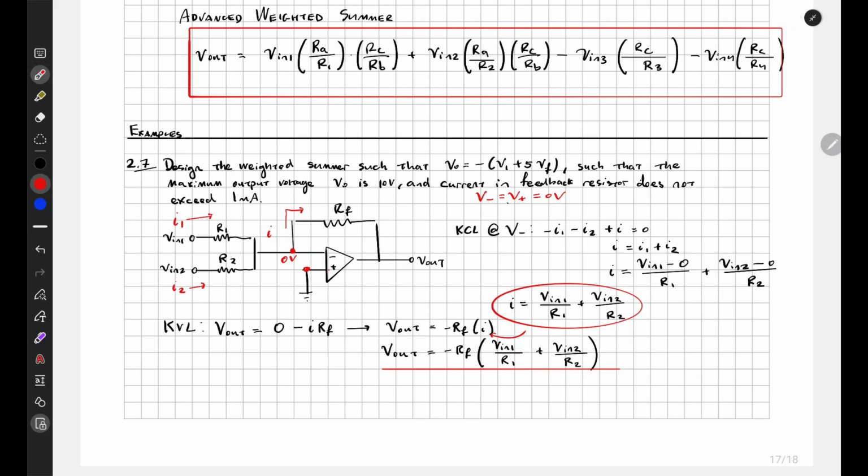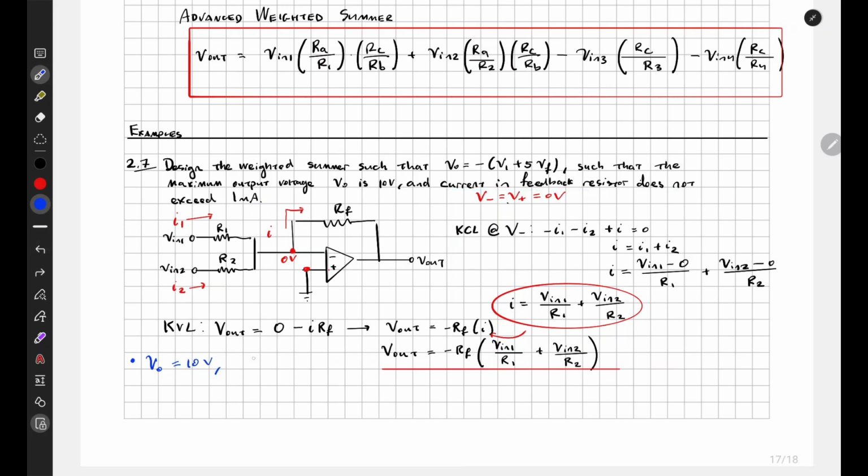Okay, so let's recall from the prompt that when we design this circuit, we need to design it such that, first, the maximum output voltage is 10 volts. So let's just set V out equal to 10 volts for now. And also the maximum current going through the feedback resistor, which is just I.